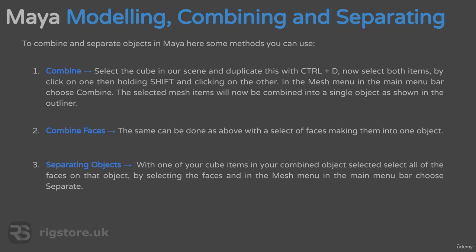Number 2, combine faces. The same can be done as above for selected faces, making them into one object. Separating objects. With one or more of your cube items in your combined object selected, select all of the faces of that object by selecting the faces, and in the Mesh menu, in the main menu bar, choose Separate. And you will see these now separate into individual items.